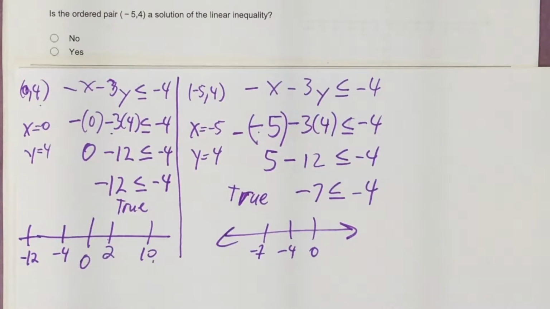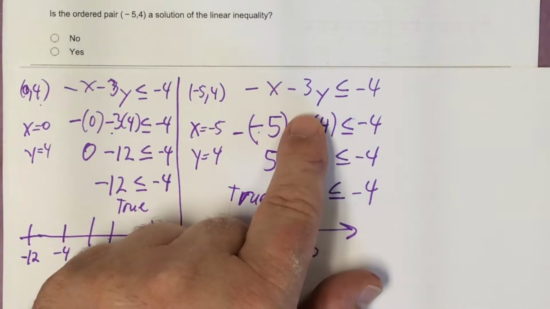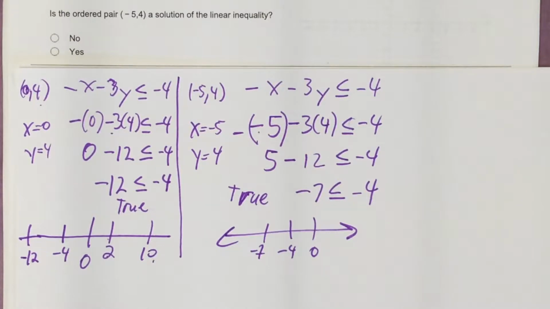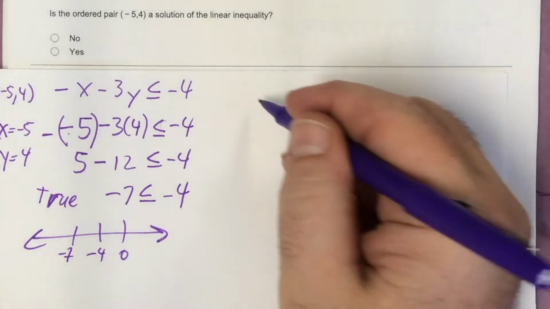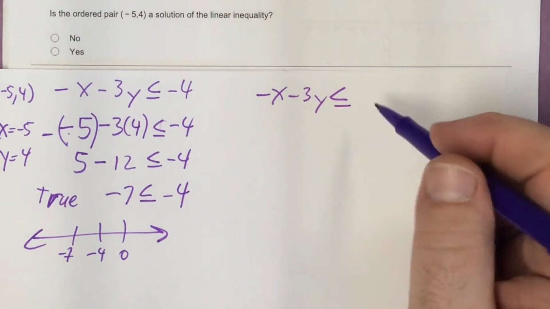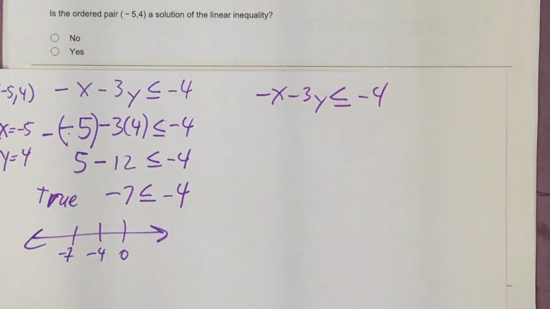Print some graph paper so we can properly graph this. But while I'm printing that paper, I'm going to show you how we can take this equation that's written in a semi-standard form and put it into a form that we can graph. So, I'm going to take the equation here, negative x minus 3y is less than or equal to negative 4.